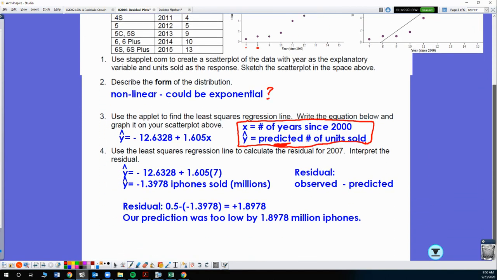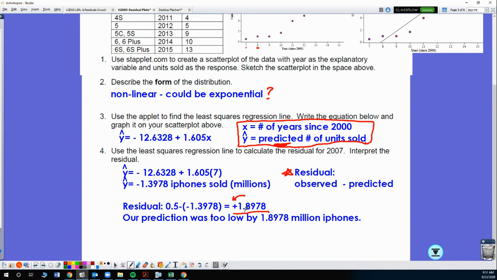Okay, so then we move into this idea of the residuals. We use our least squares regression line to calculate our residuals. You can see how I've plugged in, we've gotten our answer, and then a reminder about how to calculate a residual: it's the observed value minus the predicted value. So our observed value for the number of iPhone units sold was 0.5 million in 2007, but our prediction was actually negative 1.3978. So that leaves me with a positive residual of 1.8978.